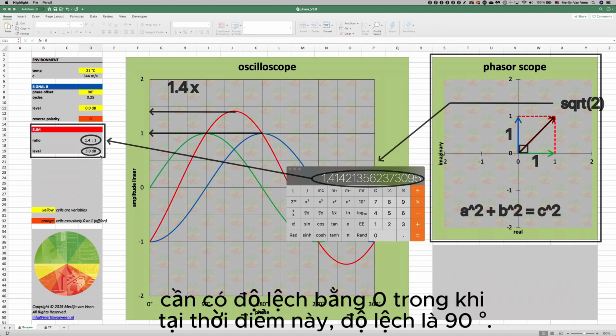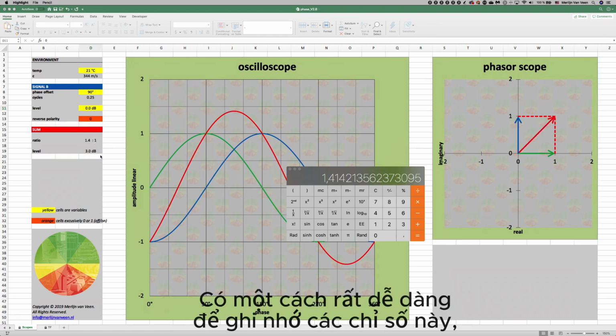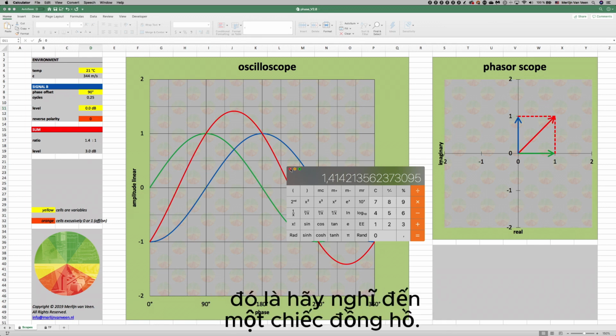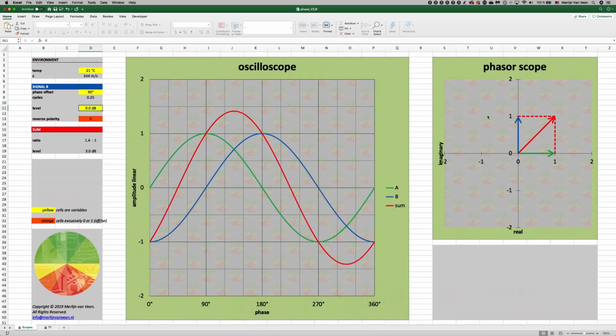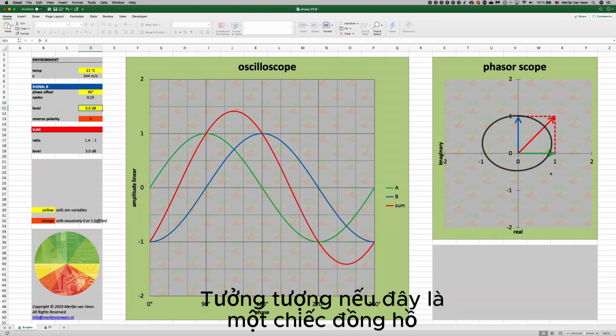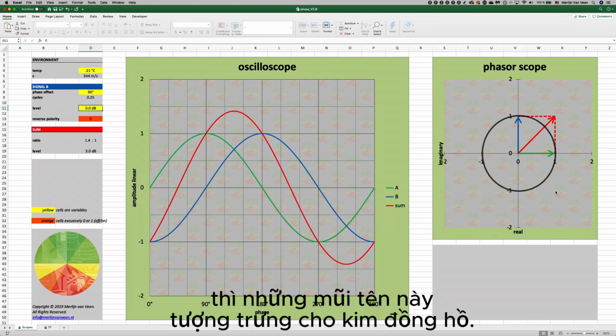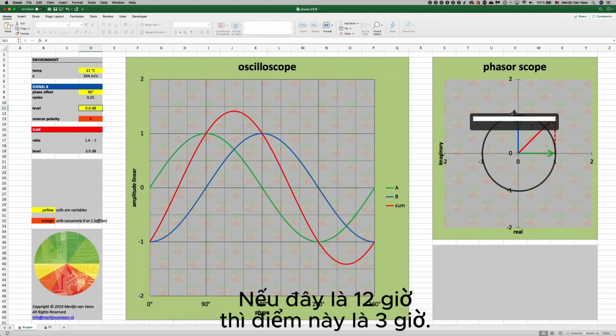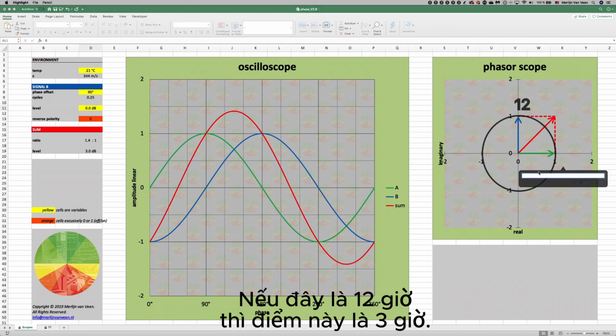And at this point, you have a 90 degree offset. And there's a very easy way to remember that milestone, which is to think of a clock. We all know that if this is a clock, then these arrows could represent the hands of the clock. And if this is 12 o'clock at the top of the clock, then this puts us at 3 o'clock.